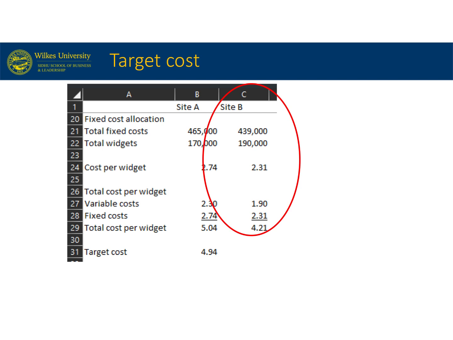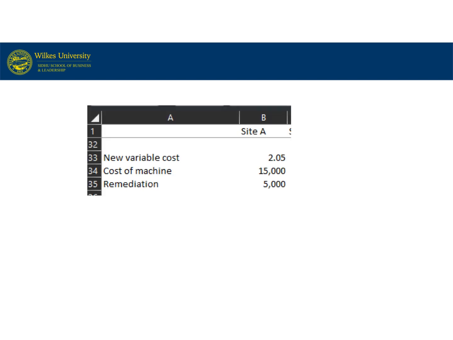Now we can figure out which site should be opened. Since only Site B has a cost less than or equal to our target cost, that's the only site we should open. Now, since we know that Site A isn't viable, let's say the engineers were asked to look at the system again. This happens a lot since the tax breaks for A are valuable and may be more valuable than B. So the engineers determined a new machine could help reduce the variable cost. But that's going to change costs. The machine will cost $15,000 and the remediation cost will increase by $5,000.